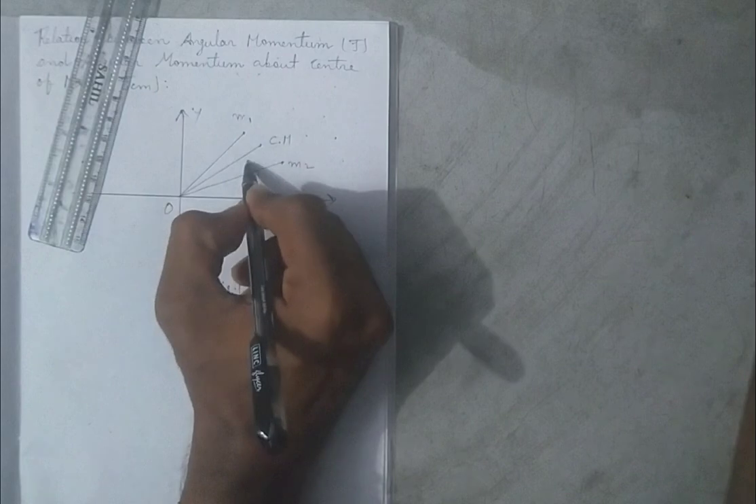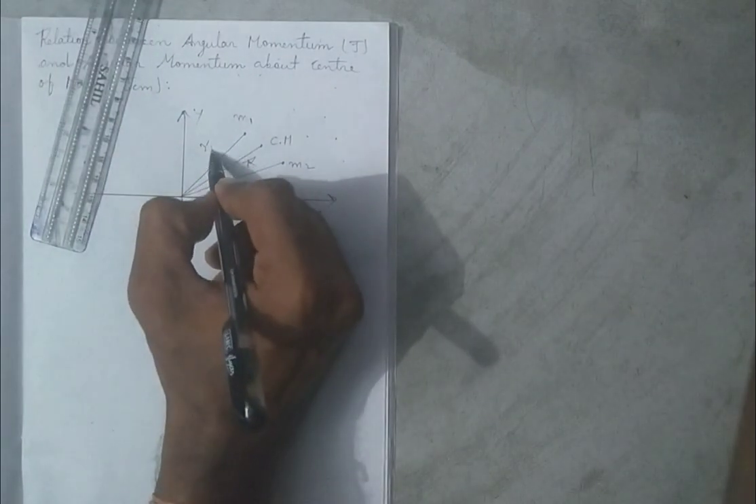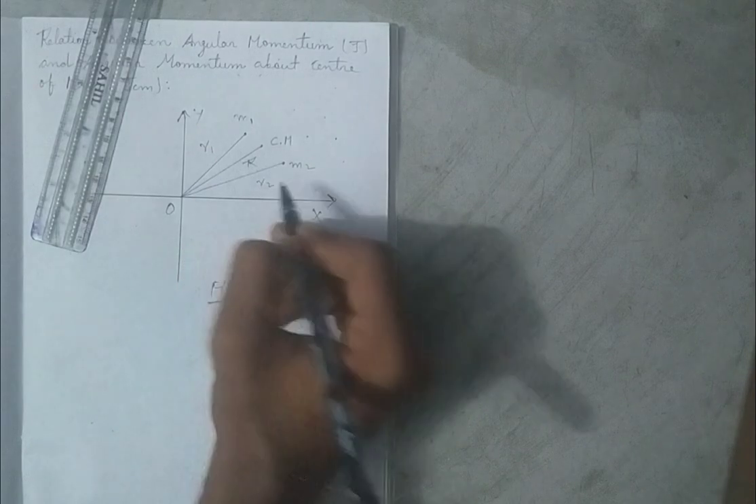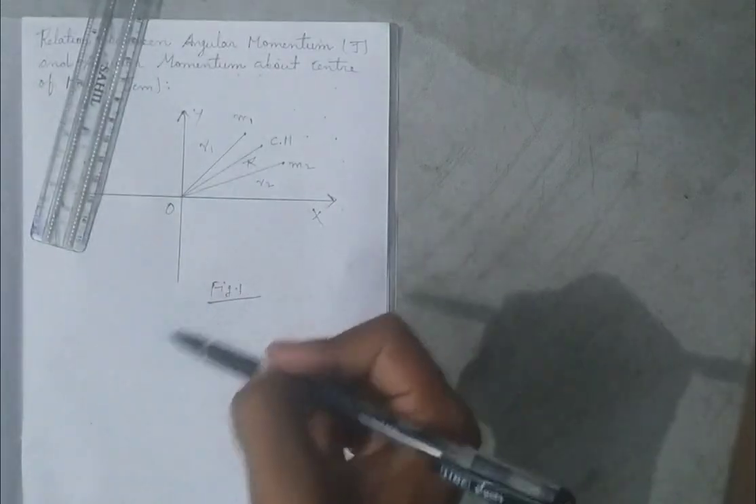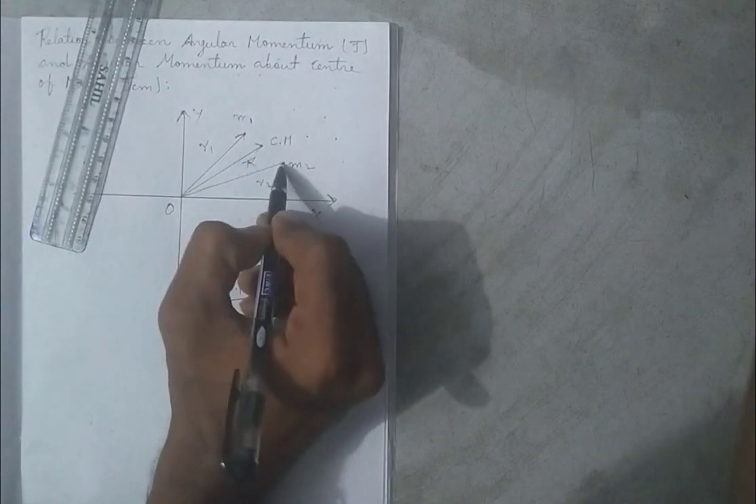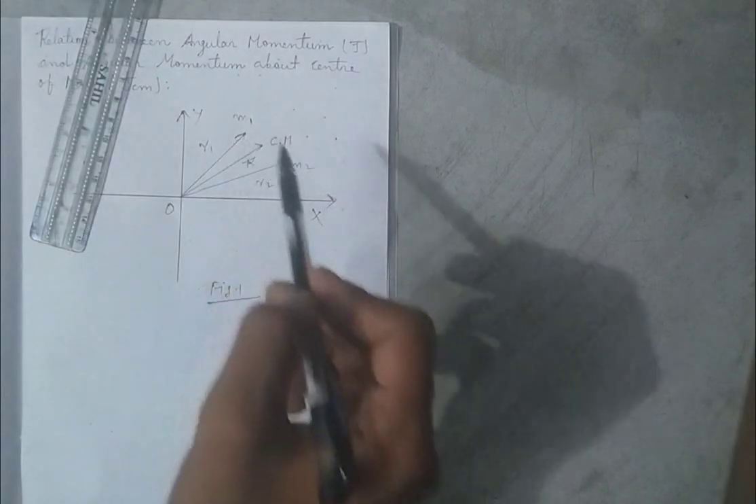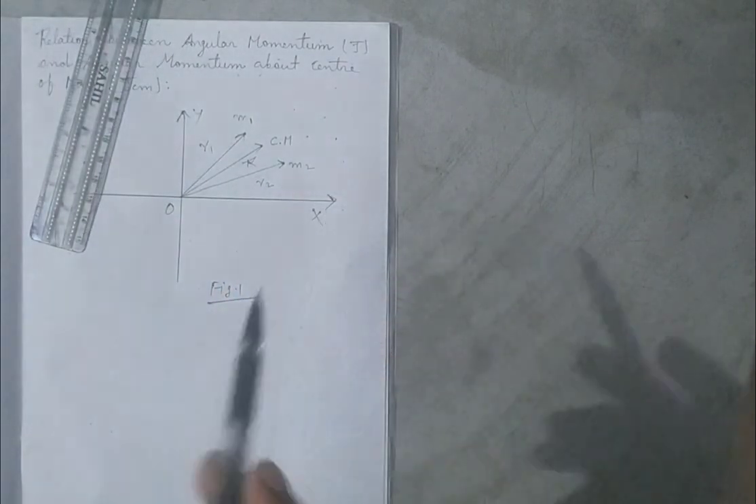And let's say the capital R is the position vector of the center of mass. Also, R1 and R2 are the position vectors of the masses m1 and m2 respectively, okay? These are the vectors. I call them the position vectors of these three points: the position of mass m1, the center of mass, and the mass m2.